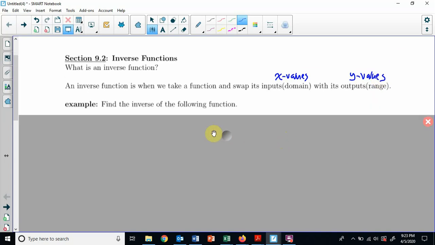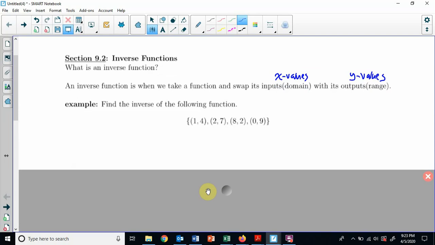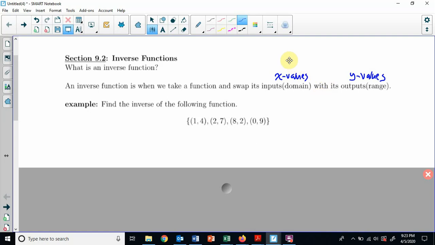Okay, so for example, let's just start with an example right off the bat. Remember, we can represent a function with a set of ordered pairs. Can you write me the inverse? And you say, oh, all we have to do is switch the x and the y values. So 1 and 4 relate. So if I wanted to write the inverse, instead of 1 and 4, remember this is an x and a y value. If I switch them, 4, 1. And 2 and 7, I could switch them and get 7 and 2. 8 and 2, I could switch them and get 2 and 8.